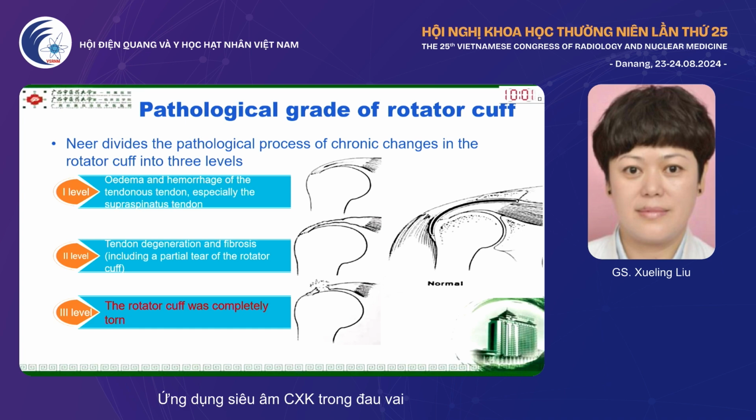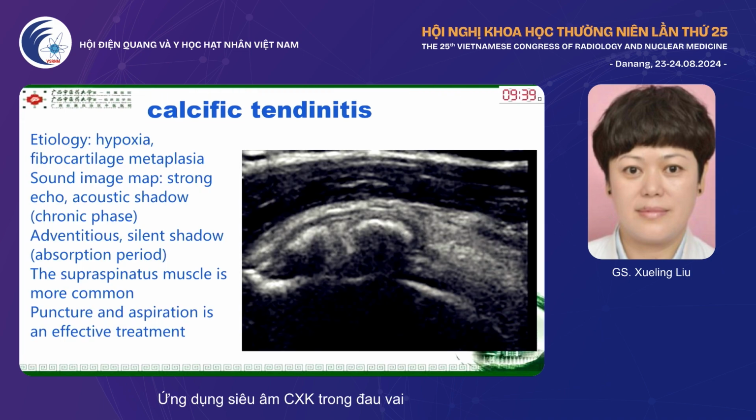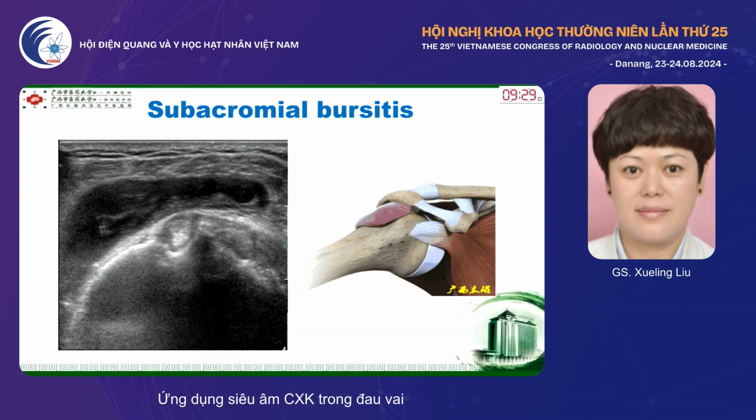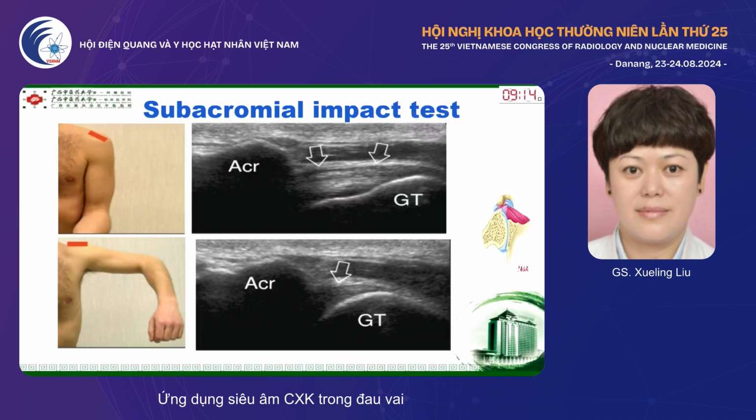Pathological grades of the rotator cuff have 3 levels. This picture is a long head tendinitis of the biceps. This picture is a calcific tendinitis. This picture is subacromial bursitis. We can do a subacromial impingement test.